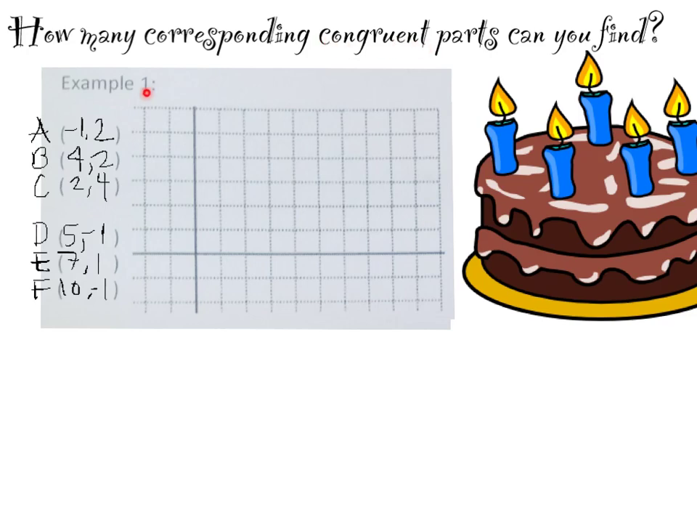What you're going to do in our first example is you're going to plot 6 points, A, B, C, D, E, and F. Point A is (-1, 2). Point B, (4, 2). Point C, (2, 4). Point D, (5, -1). Point E, (7, 1). And point F, (10, -1). I'd like you to pause the video, plot those 6 points, and then come back to me and we'll review what you need to look for.